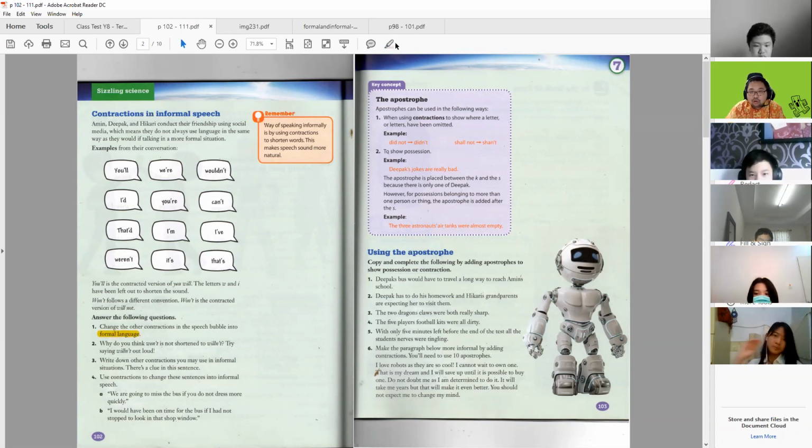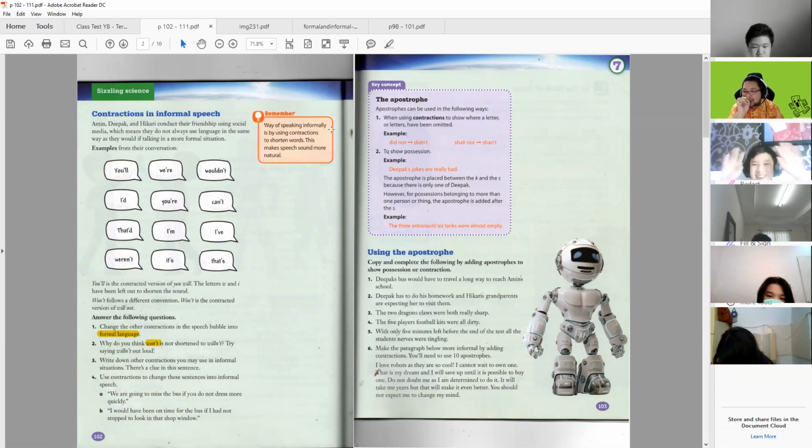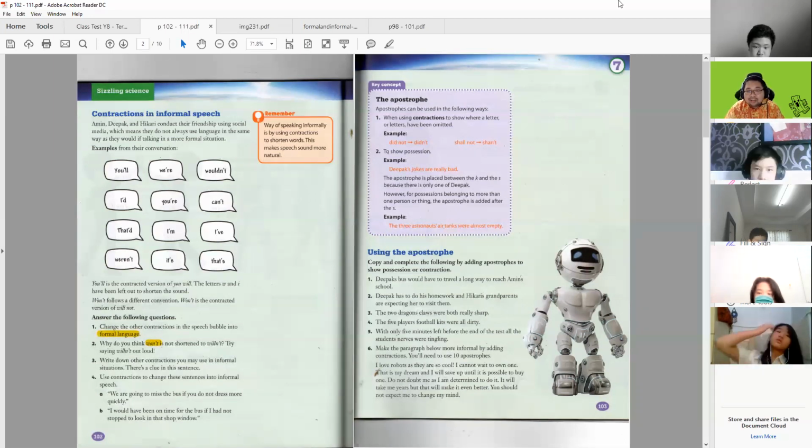How about will not? Will not as the long version. The short version is won't. Now, I give you time, 1 minute. Try to Google why will not is won't. Why not will not is will not. Why does it become like this? Okay, 1 minute.